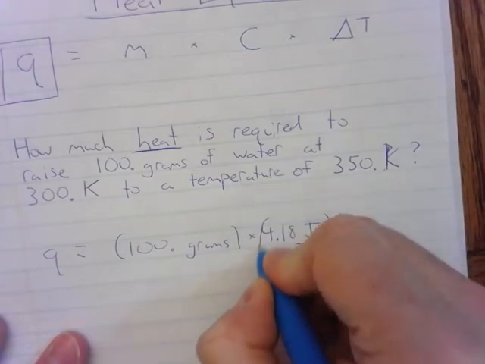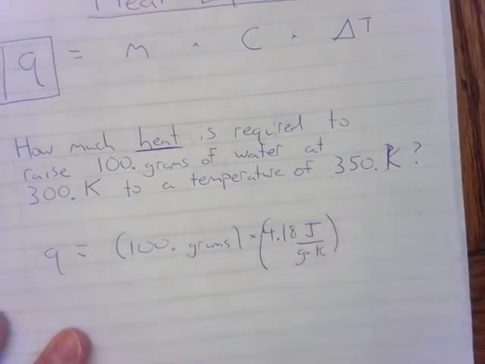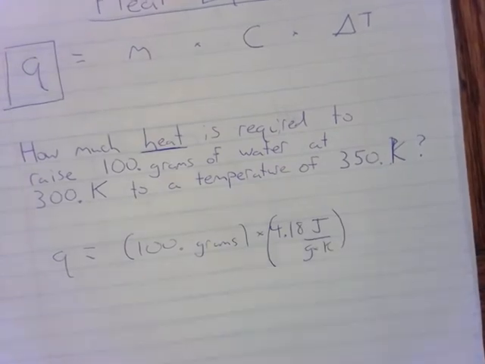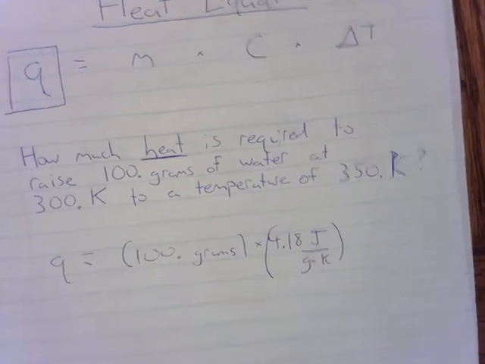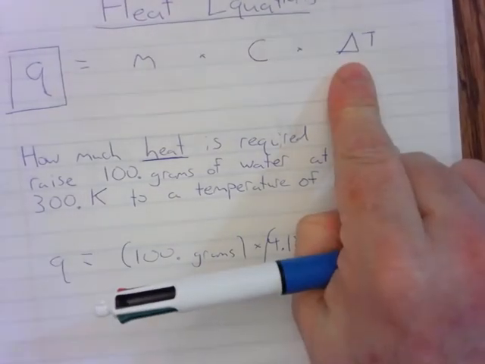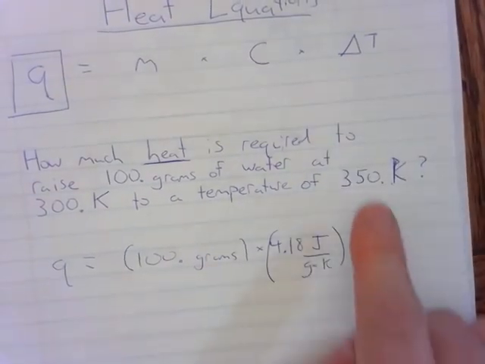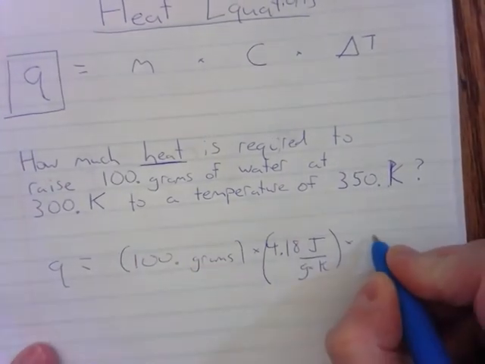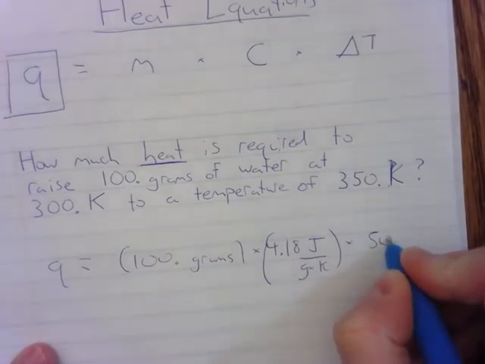Now, depending on which reference table you look at, they sometimes use Celsius instead of Kelvin, because as I said, it doesn't matter. It's the change in temperature. I don't care if it's 1 change in Kelvin, 1 change in Celsius. It's the same change. It's a 1 degree change. And then finally, we need to multiply that by the delta T, the change in temperature. So we're going from 300 to 350 Kelvin. That would be a change of 50 Kelvin.